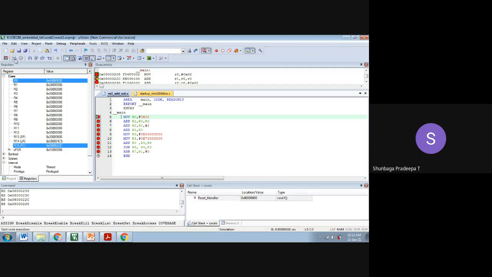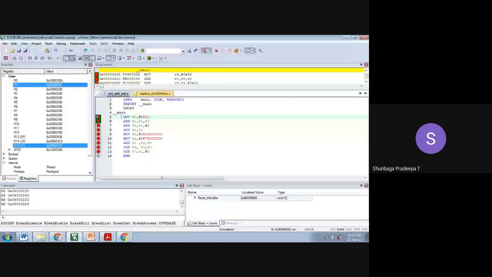The next statement, if I run, is the addition ADD R1, R0, R0, which means the R0 value is added with R0 and the result is stored only in R1. R0 is not updated. R0 plus R0 is loaded into R1, which is 2 plus 2, which is 4. Now R1 is updated with 4 and R0 still maintains the previous value, 2.